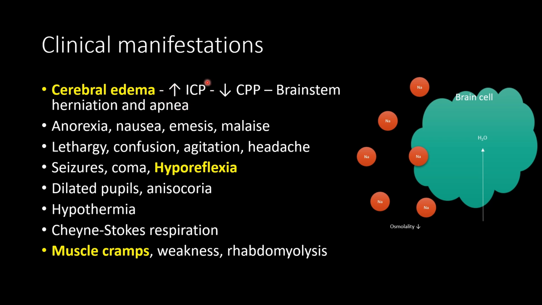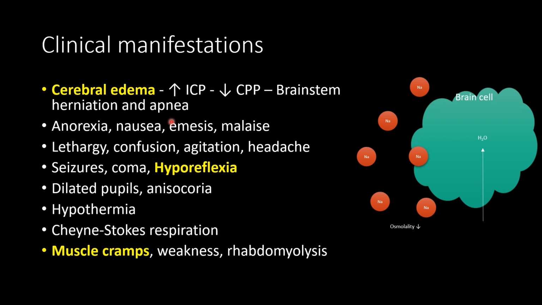The cerebral perfusion pressure is mean arterial pressure minus intracranial pressure. So if intracranial pressure increases, it means mean arterial pressure minus increased intracranial pressure. That means the cerebral perfusion pressure will decrease. Cerebral perfusion pressure decreasing means brainstem herniation and apnea may happen.